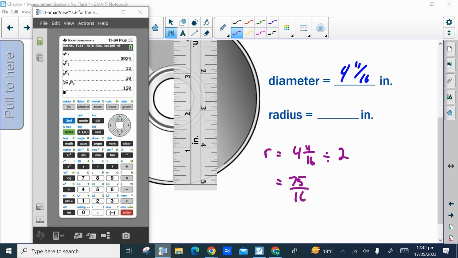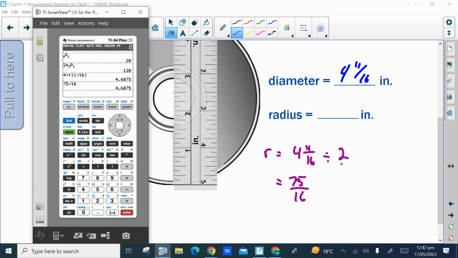And you could check that on your calculator. If you go 4 plus, and then in brackets, 11 divided by 16, it gives you that decimal. If you go 75 over 16, which is what we got for an improper fraction, same decimal. That just shows us that our improper fraction is correct.